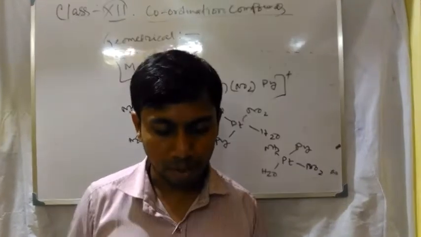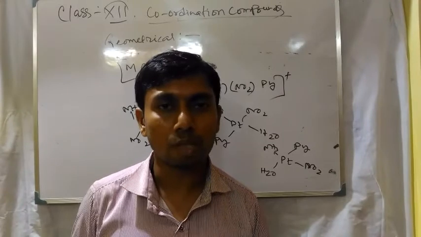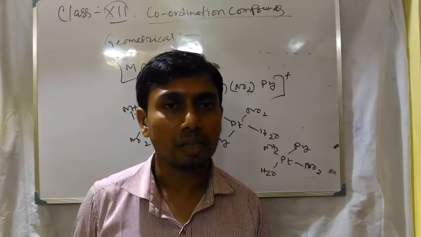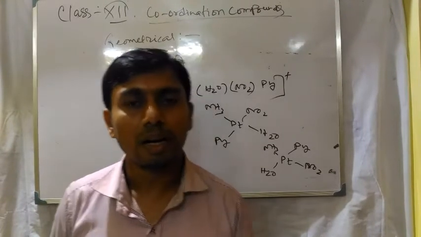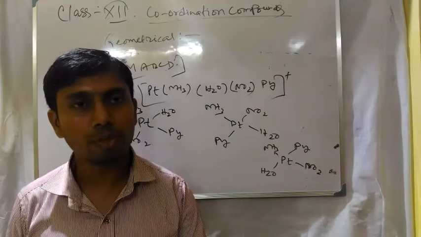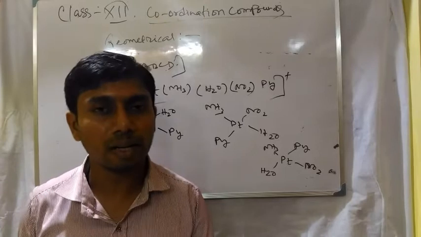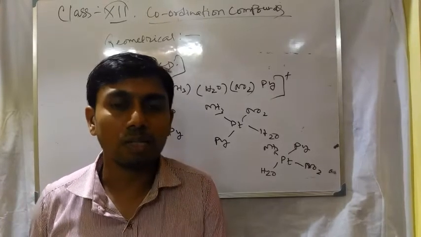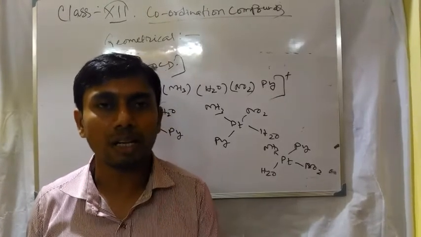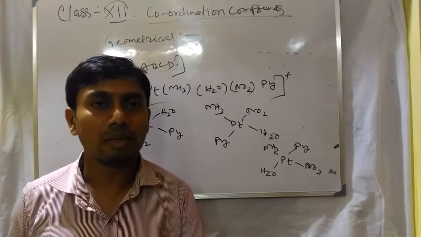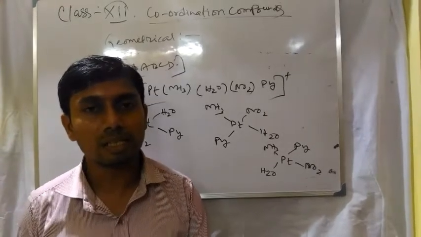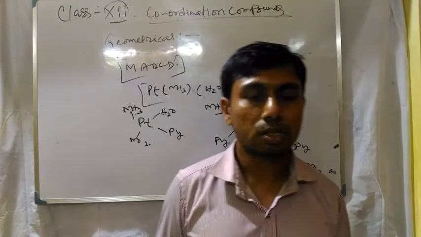Now the left part is geometrical isomers of octahedral complexes, which will be discussed in the next class. In the octahedral geometry, we know there are 6 ligands. It will be more difficult than the square planar. So the geometrical isomerism for octahedral complexes, that is with 6 ligands, will be discussed in the next class.